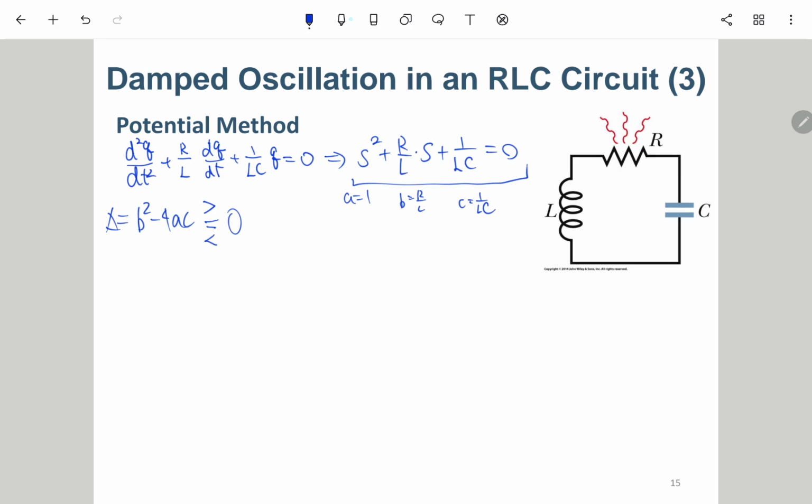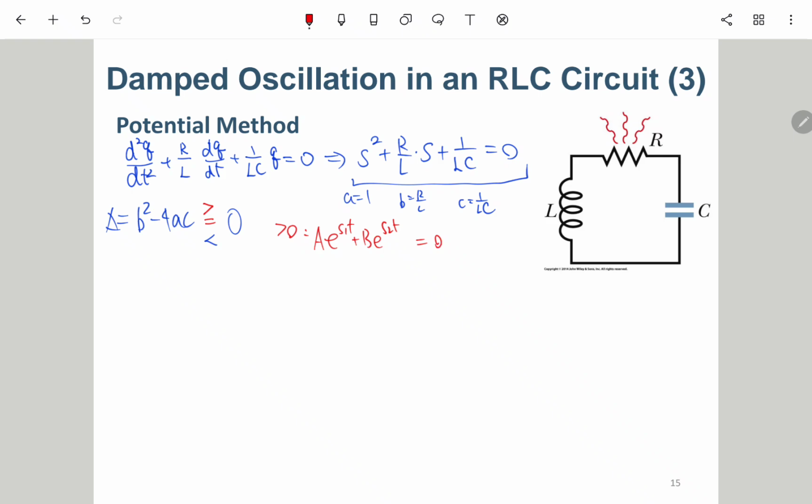For larger than 0 or equal to 0, we will ignore these 2 cases. Because for larger than 0, the solution becomes something like a times exponential to s1 t plus b exponential to s2 t. In this case, s1 and s2 will be negative values, so it becomes 2 decaying exponential functions. It is not an oscillation, so we will ignore this case.